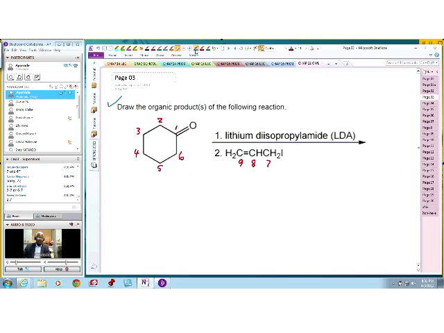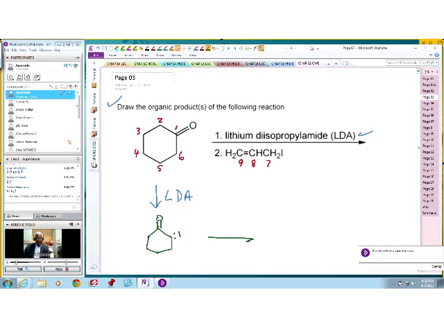Because what happens here, the LDA, which is this here, what does it do? It forms the enolate anion. Actually, it could be 6 and 7. Did somebody say 6 and 7? Yes, or 6 and 7. That is correct. 2 and 7 or 6 and 7. So LDA, what does it do? It forms this enolate anion here.